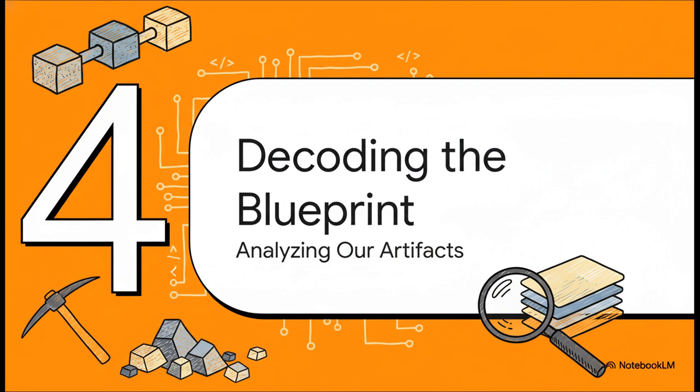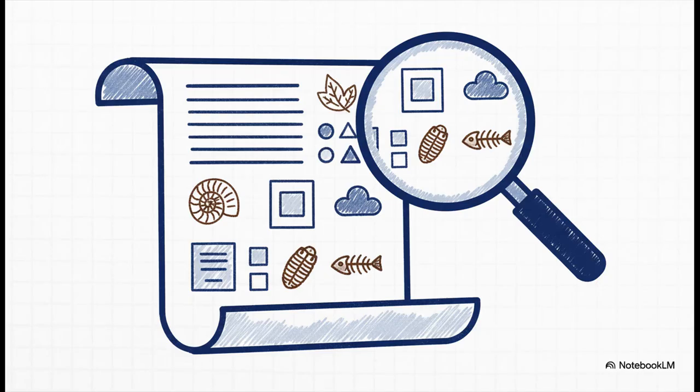But a good archaeologist doesn't just find things, they analyze them, right? So let's decode the blueprint of this block and see what each piece is really telling us. What we get back is something called a JSON object. Now, it might look a little technical, but it's just a really organized way of presenting data. Think of it as the complete fossil record of our block. It contains every single detail. Let's zoom in on a few of the most important fields here.